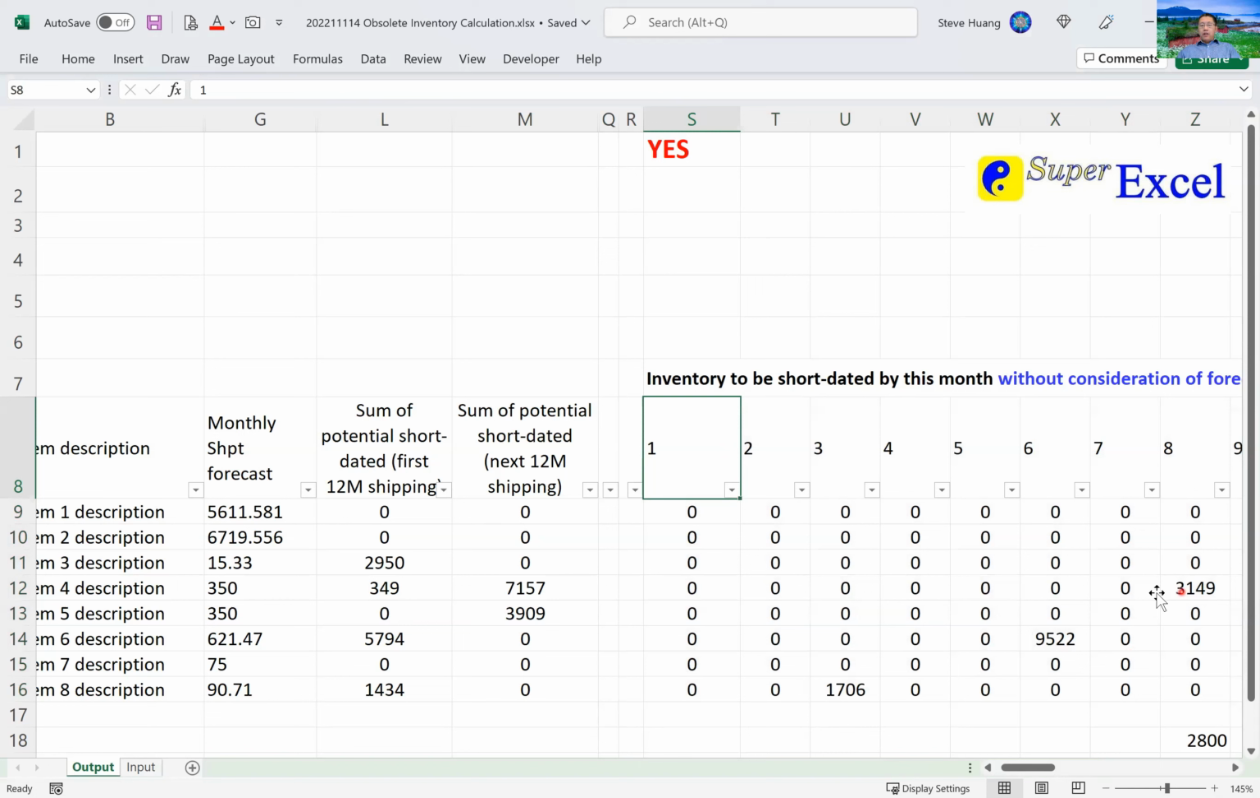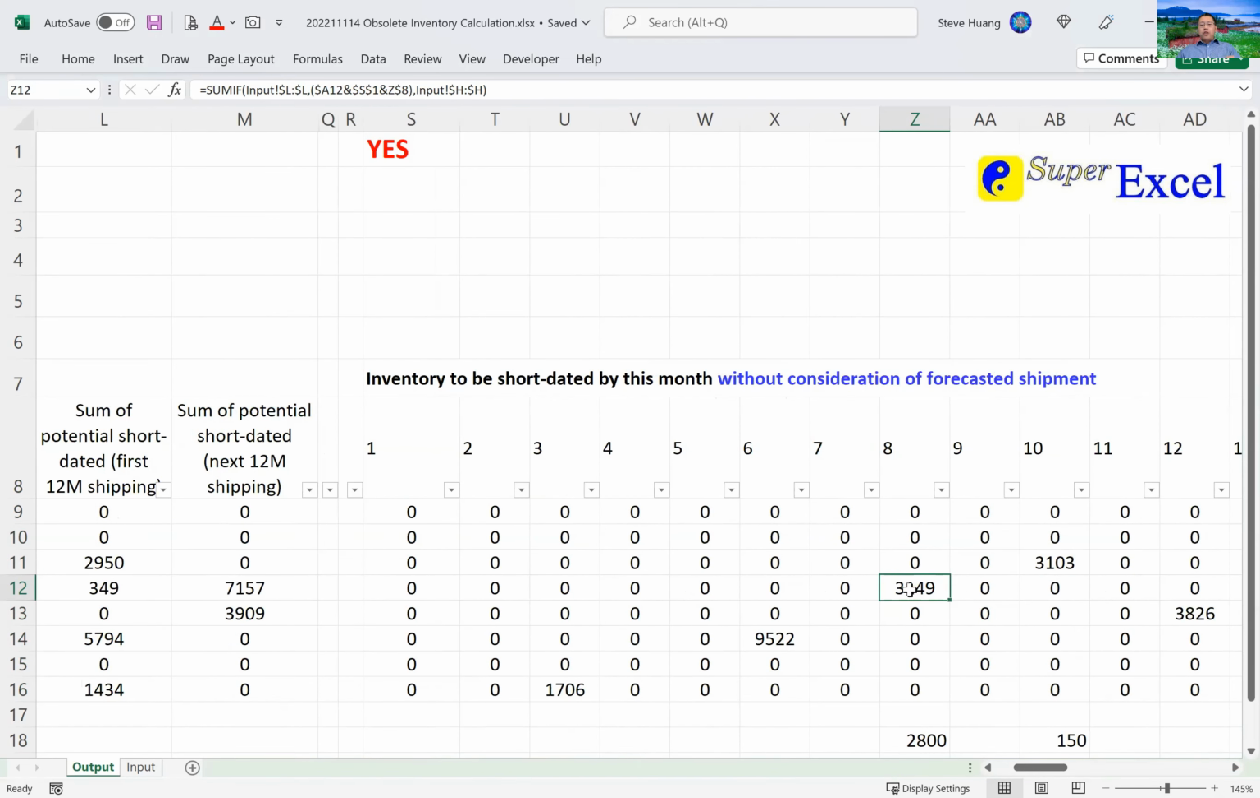So for this amount over here, 3149, that means 3,149 units will be short dated in 8 months. In the first 8 months, it's okay to ship them to the customers, but after 8 months, you cannot ship that to the customer anymore, because you would have less than 12 months of shelf life, and then your customer wouldn't want them anymore.